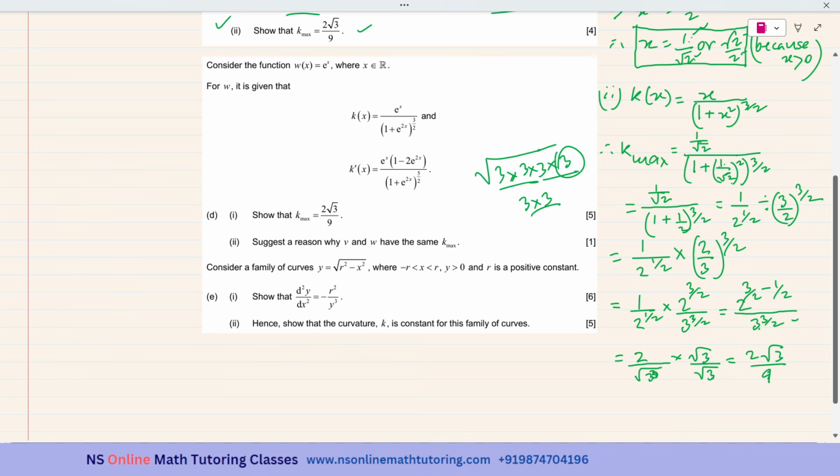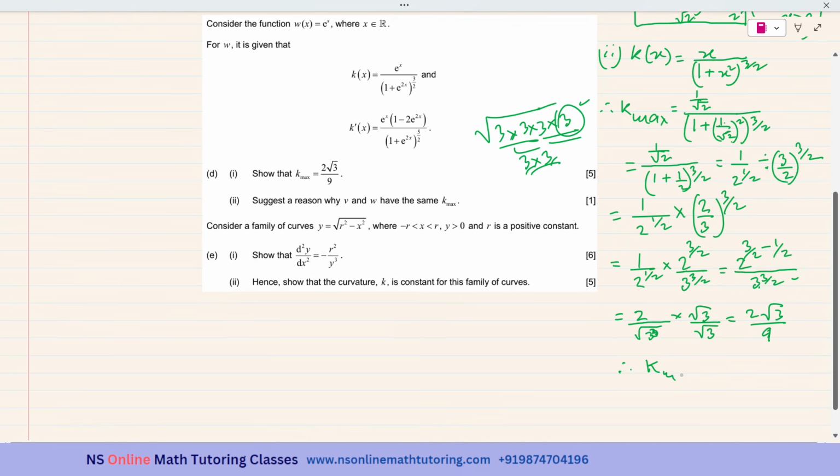Okay, because as soon as I'm multiplying this square root of 3 cube with square root of 3, I'm getting 4 3's under the square root, so that I can get 2 pairs of 3's and I'll be taking out 1 3 from each pair. Okay, so therefore k max is equal to 2 root 3 over 9.